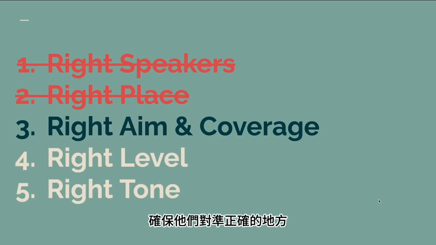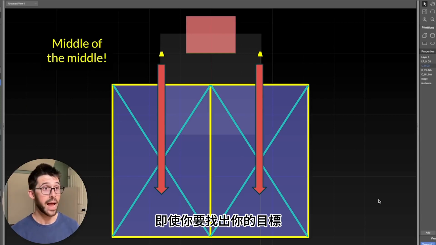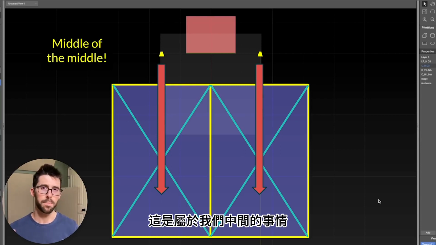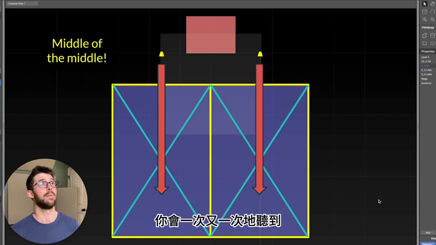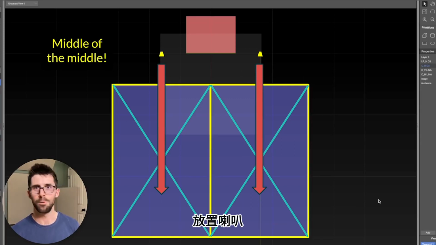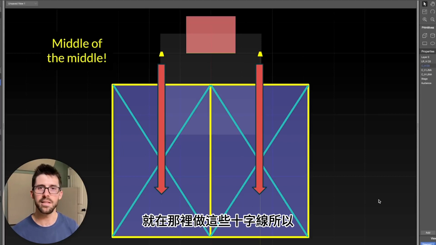So I need to make sure that I aim the right spot after I've already figured out the coverage is going to work. An easy way to figure out your aim, even if you can't get your speakers perfectly set up in the middle, is shoot through the middle of the middle. This is something you'll hear come up again and again with how I teach sound system design: put the speaker in front of the stage, probably get it as high as you can, then aim it through the middle of that speaker's zones. And again, I just drew blue lines right there, making these crosshairs.